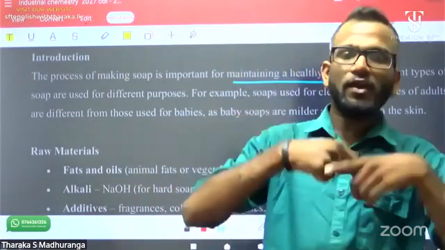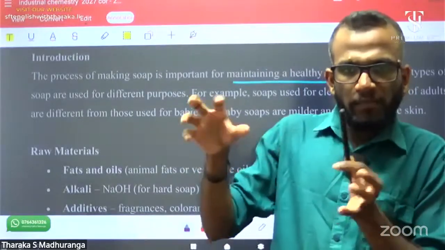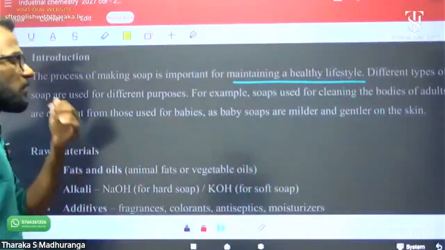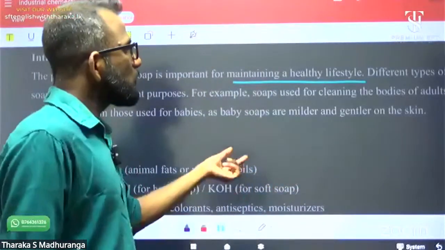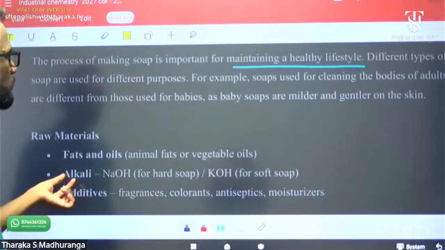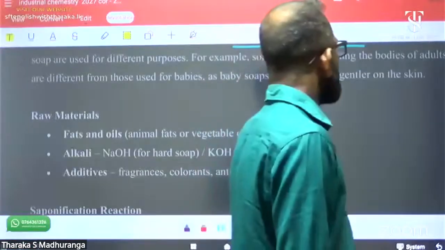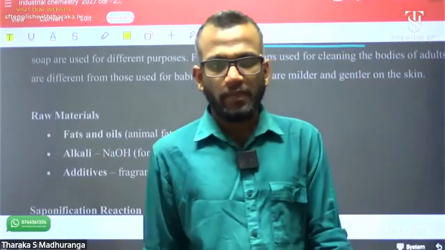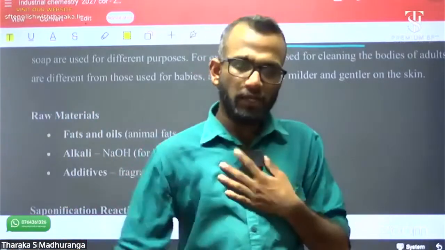Okay, and we have soft soap types, baby soaps, and different medicated soaps, different names, different types of soaps, right? For example, soaps used for cleaning the bodies of adults are different from those used for babies. Baby soaps are made for gentle, smooth skin. Different purposes, different soap types are available.